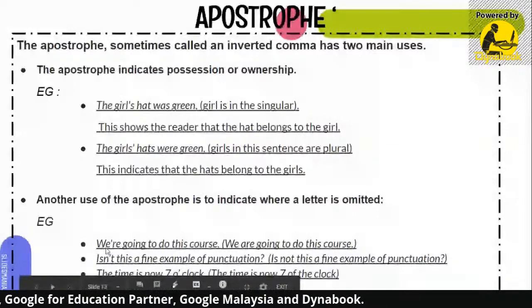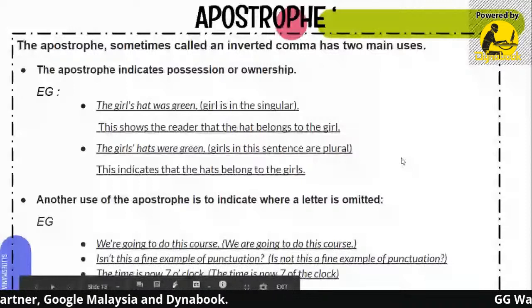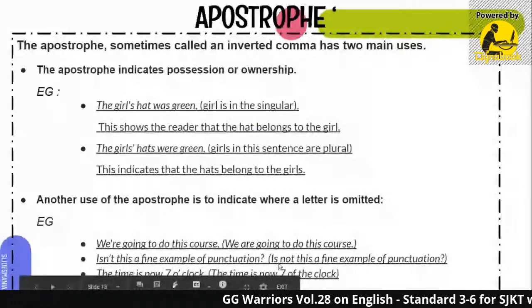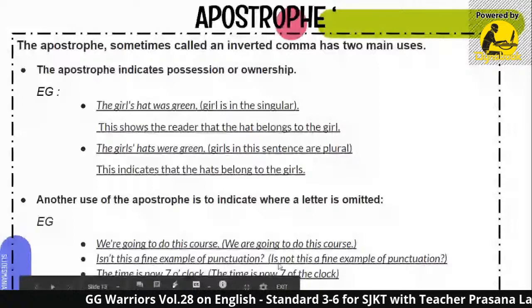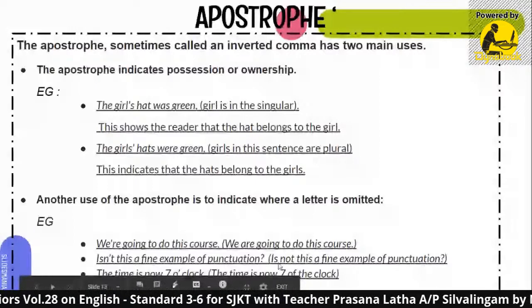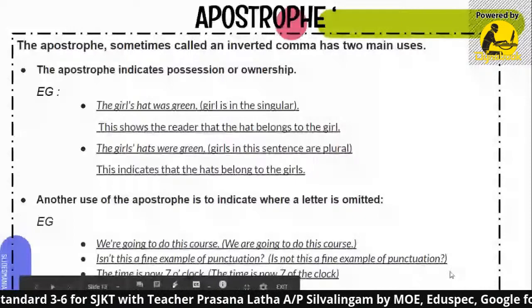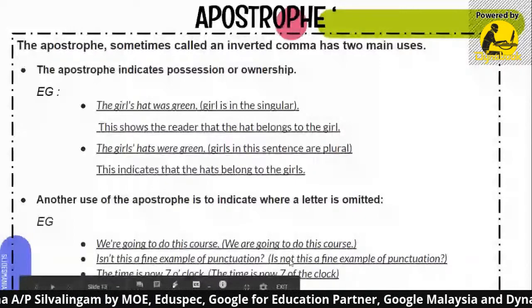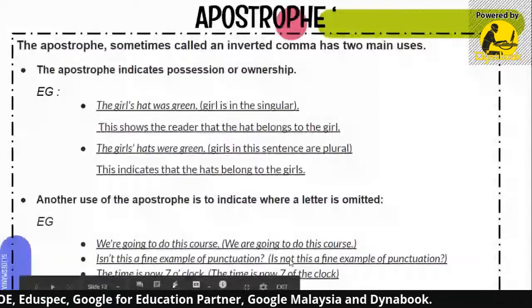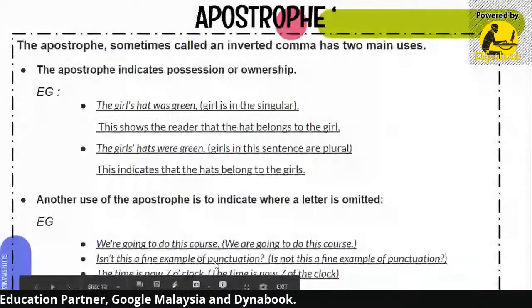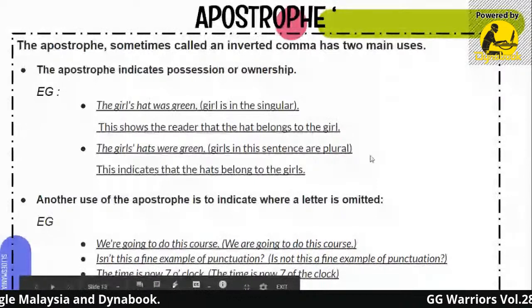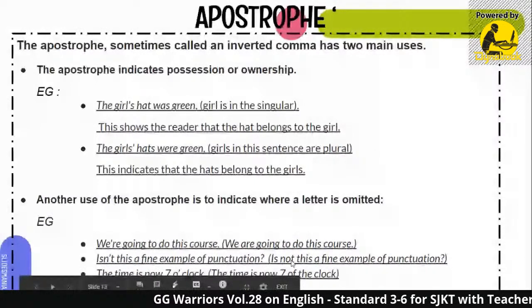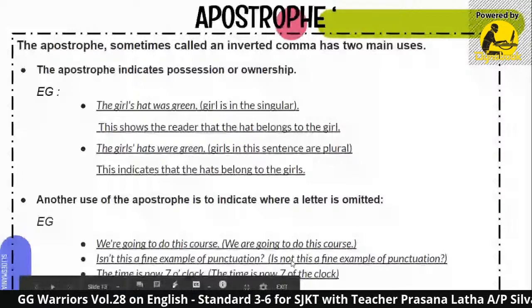The next one would be, "Is not this a fine example of punctuation?" You can see we have omitted the letter o here: "Isn't this a fine example of punctuation?" So we have omitted the o and replaced it with an apostrophe.